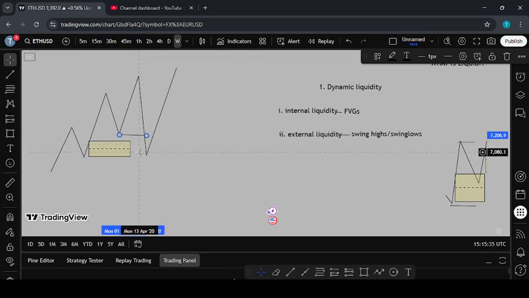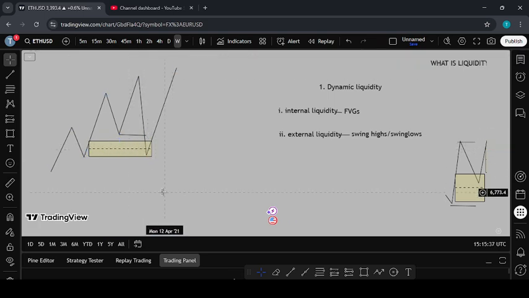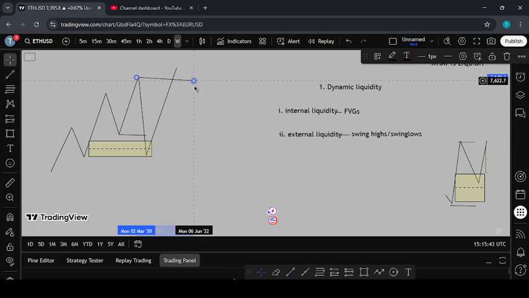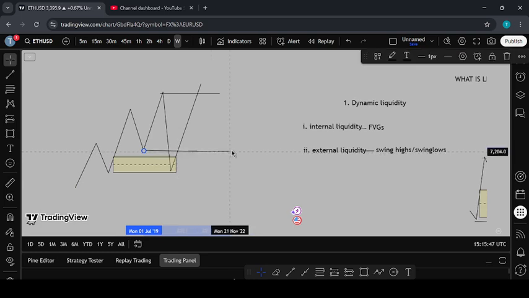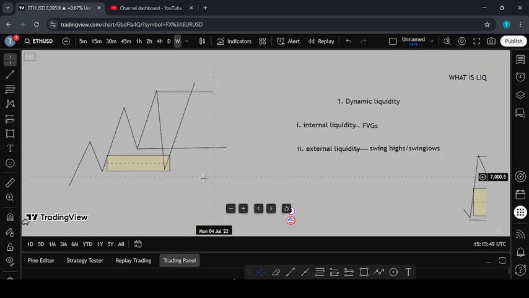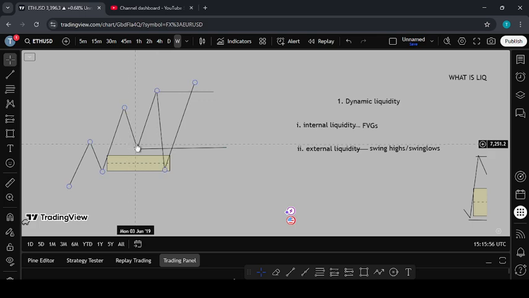While coming down, it took that out, tapped into the FVG. Then as it's going back up again, it's also going to sweep another external range liquidity here, because now we have swing high and swing low as liquidity. So how does the market move? From a swing low to a swing high, it comes down, fills an FVG, sweeps an external range, and goes back up to take out another external range liquidity.